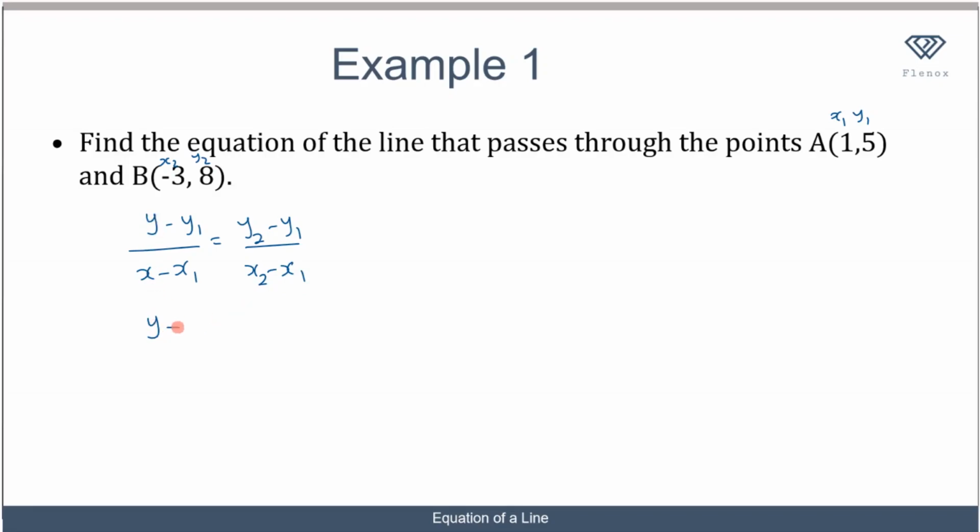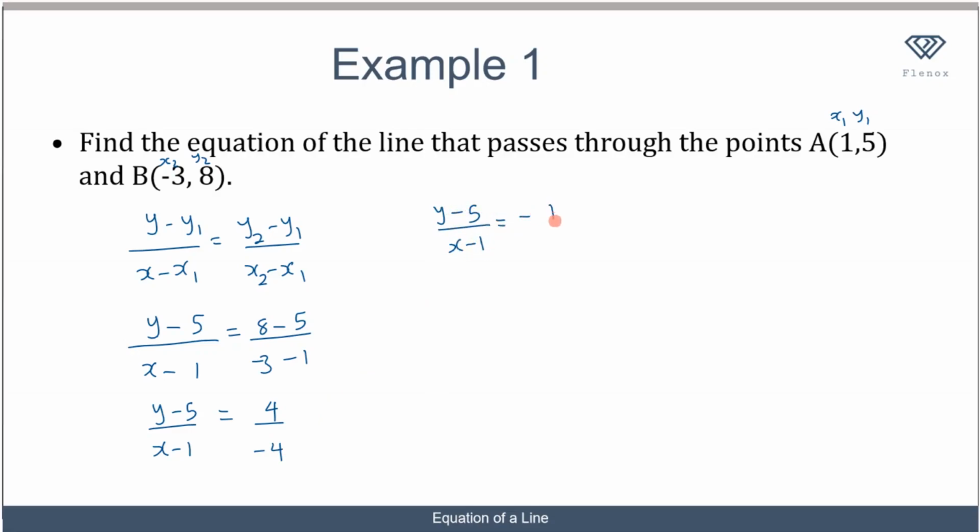So I have y now minus my value of y1, which is given as 5, over x minus my x1 value, which is given as 1, is equal to my y2 value, which is given as 8, minus my y1 value, which is given as 5, over my x2 value, which is given as minus 3, minus my x1 value, which is given as minus 1. So what does this become? I have (y minus 5) over (x minus 1) is equal to 8 minus 5, which is 3, and minus 3 minus 1 gives me minus 4. So I have (y minus 5) over (x minus 1) is equal to minus 3 over 4.